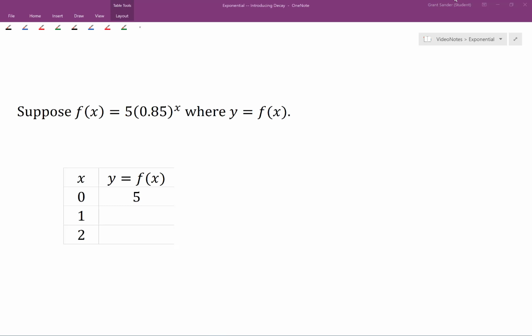In this video, we will explore the idea of exponential decay. So suppose we have a function f defined as f of x equals 5 times 0.85 to the x, where y is equal to f of x.